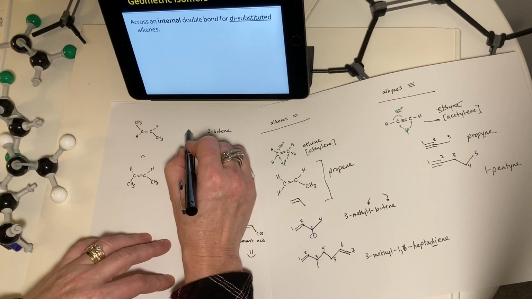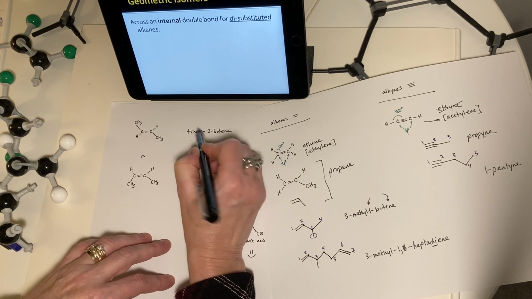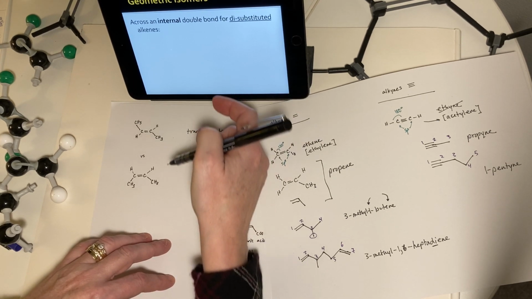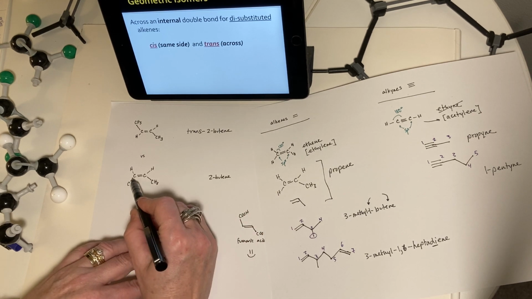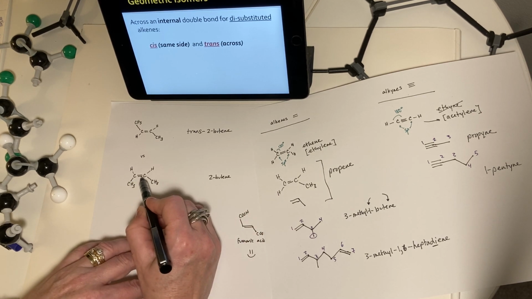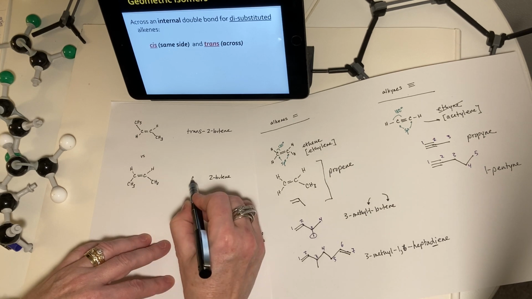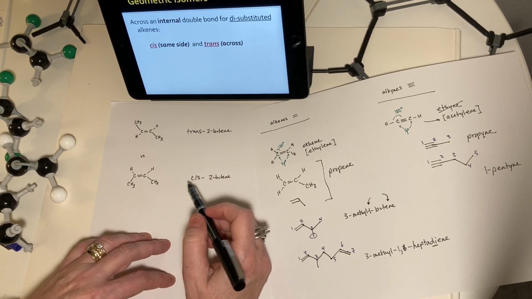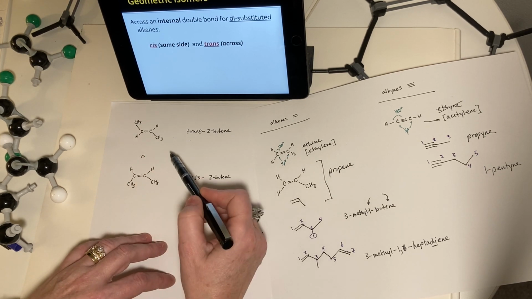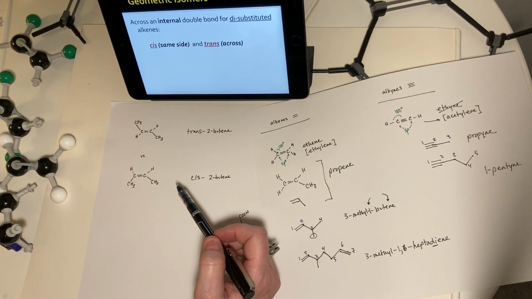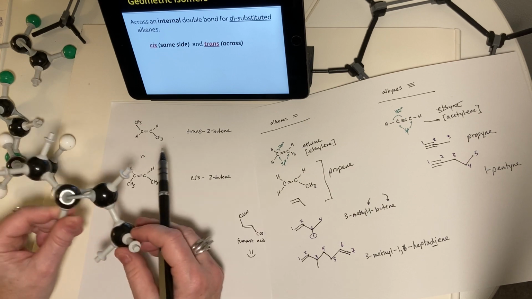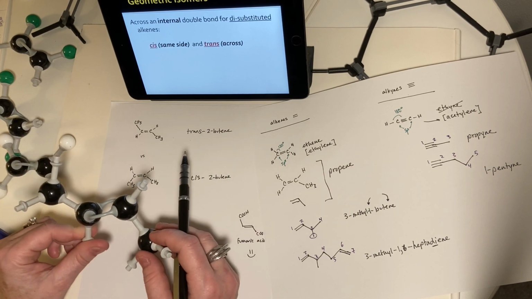I'm going to call this one trans 2-butene. And the other, with my 2 carbons on the same side of this double bond, I'm going to call it cis. Cis means same, trans means across. Cis and trans geometric isomers. It's another category of isomers.